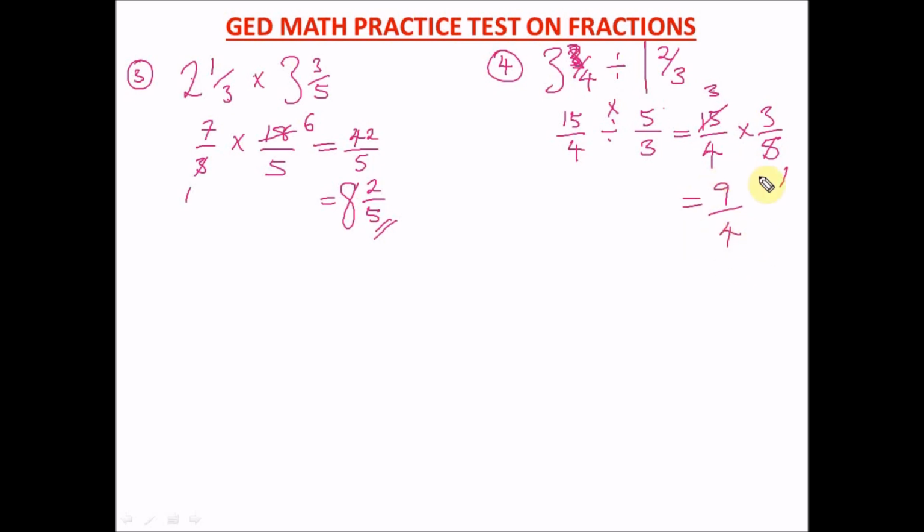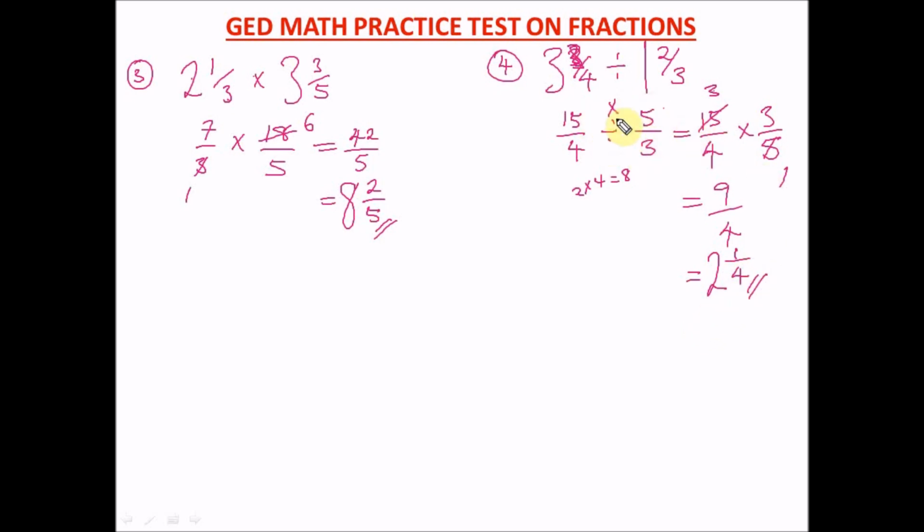4. All right, an improper fraction we have to convert to a mixed fraction. In converting, how many times would 4 go in 9? It will go 2 times. That is 8. 2 times 4 is 8. So remainder 1. That's 9 minus 8, which is 1, over 4. So this is our answer.